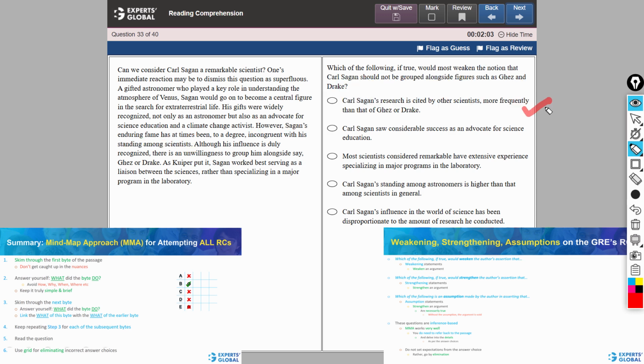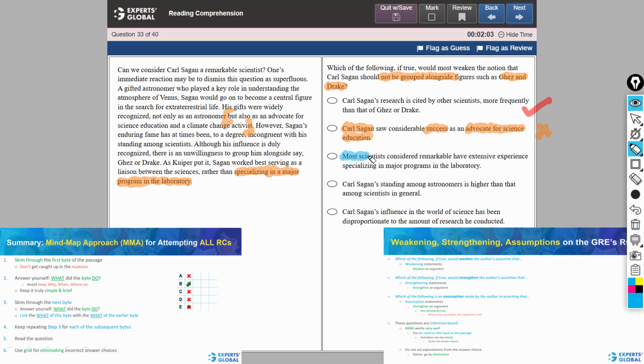Let's still look at the other answer choices. The success of our scientist in advocacy for science education does not address the point of him being grouped alongside these remarkable scientists whose work was in core science and not in areas peripheral to it. Therefore, choice B is incorrect.